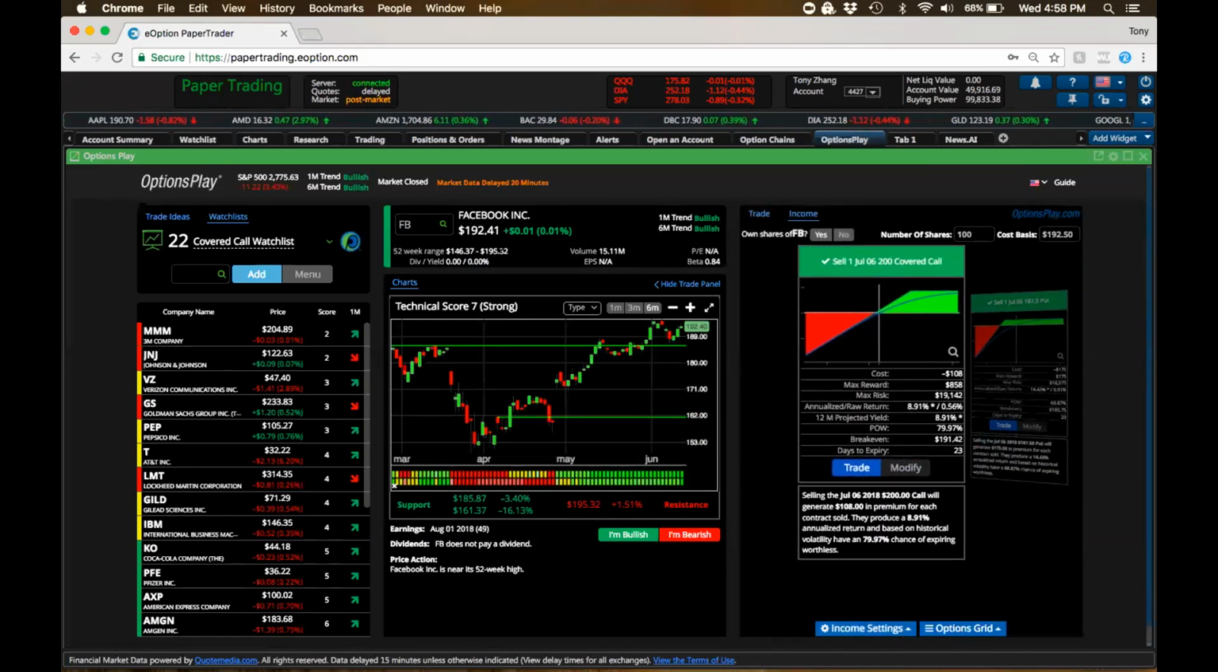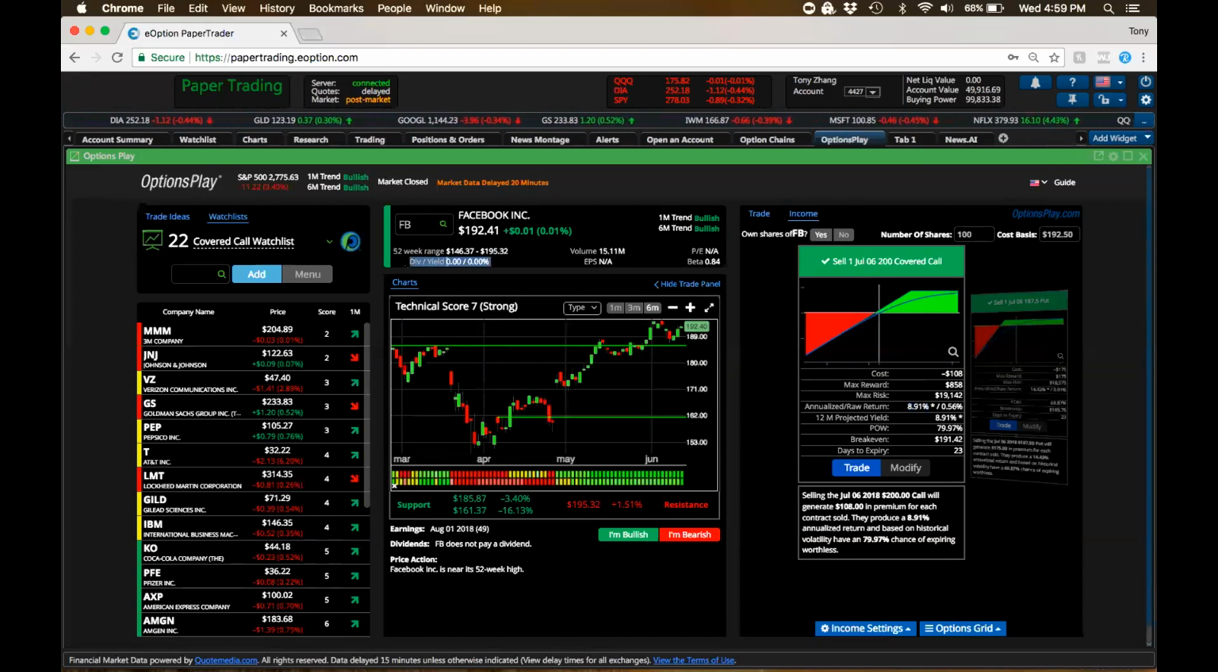So Facebook's trading at 192 right now, and this is telling you to look at selling a July 6 200 call. This basically says that if the stock is above 200 on July 6, you're going to sell the stock at 200, which is an $8 profit in just a few days, $8 per share. And what that yields is almost a 9% yield. So if you're able to sell this covered call throughout the year, you're going to gain an additional 9% yield roughly on a stock that currently pays you 0.